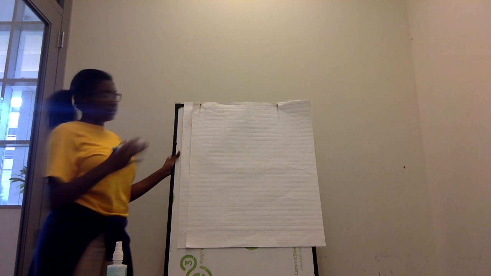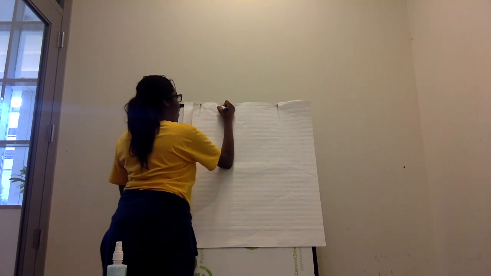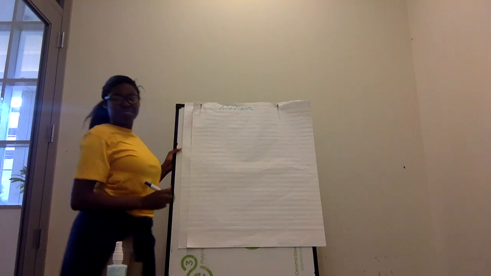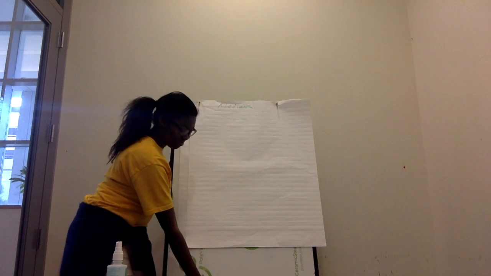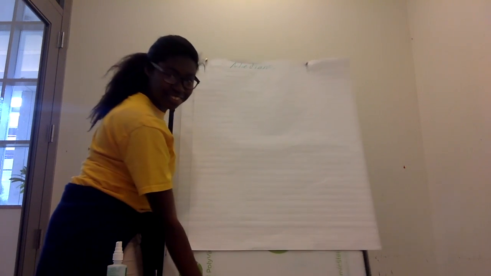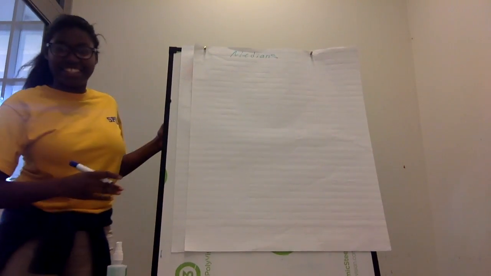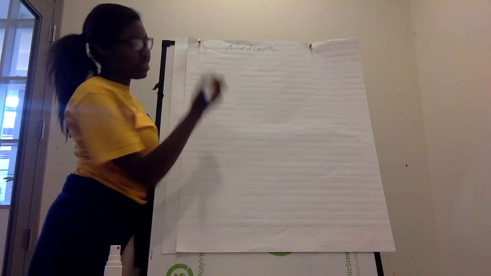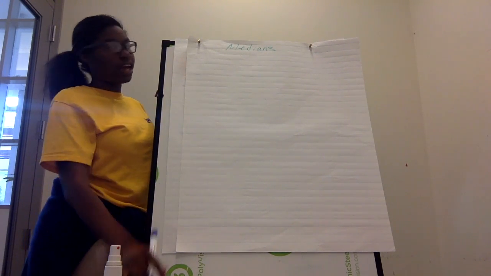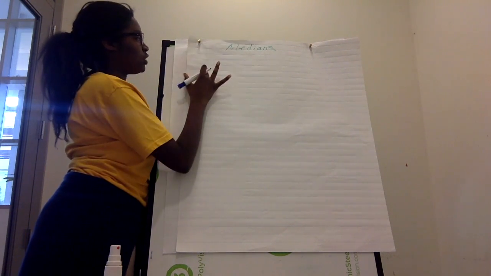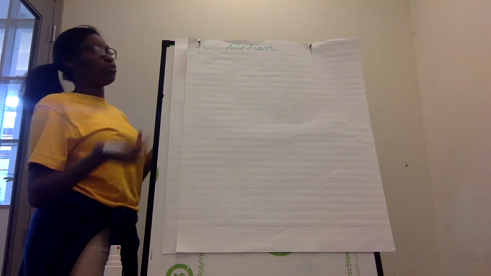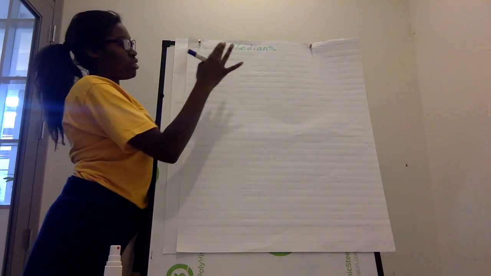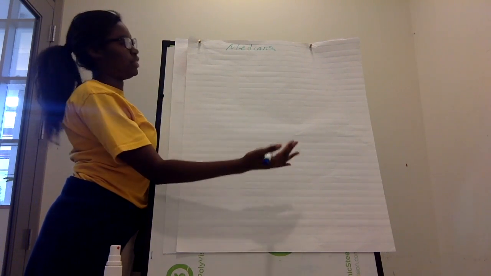Okay, now for the beginning lesson: medians. A median is the distance from the vertex, which is a point on any shape, triangle, square, etc., to the midpoint of the opposite line.